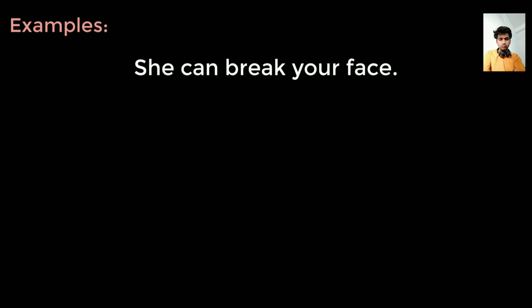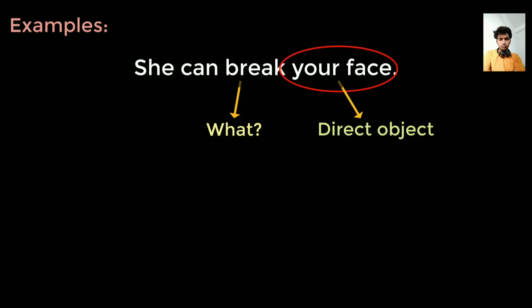She can break your face. What is our direct object here? It's quite simple. What can she break? If you ask this question, you get your object, face. Your is a modifier that is modifying the word face, so your complete object would be your face. She can break what? Your face.